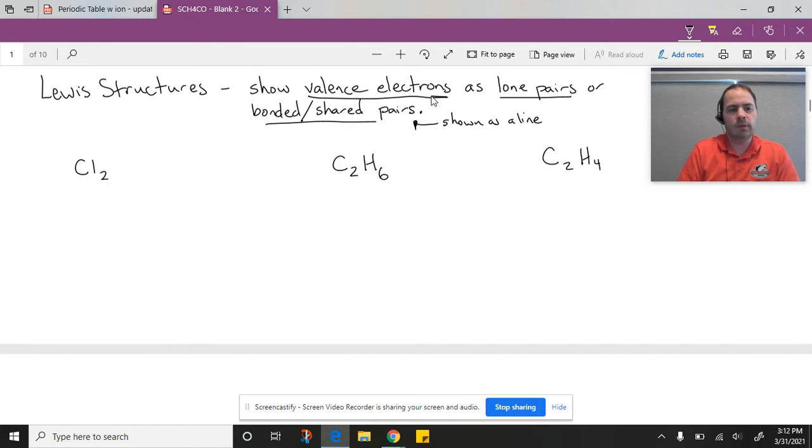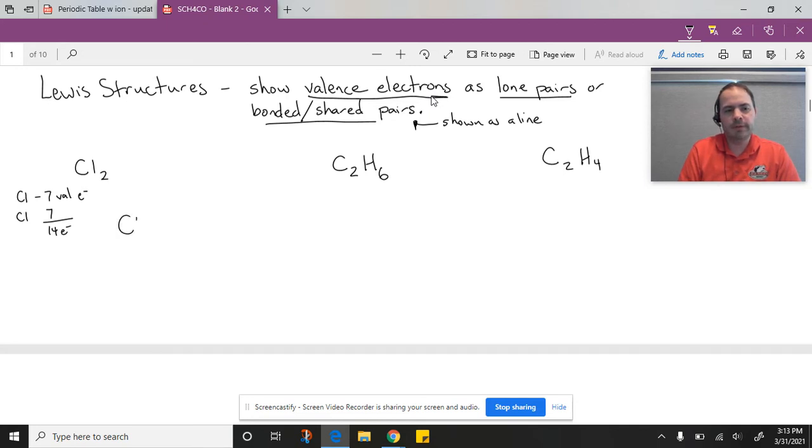Okay. So to do this, the best way to start off is first to figure out, using your periodic table, how many valence electrons an atom might have. So let's work with our example of chlorine. If you look on your periodic table, chlorine has 7 valence electrons. Since there are 2 chlorines, I've got 7 more. So when I add that together, I have a total of 14 electrons that need to be in this picture.